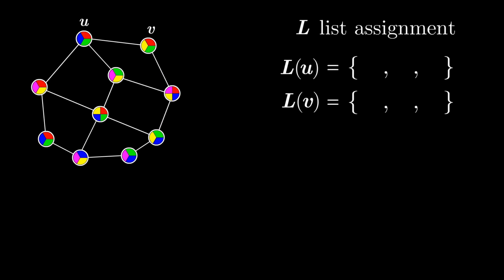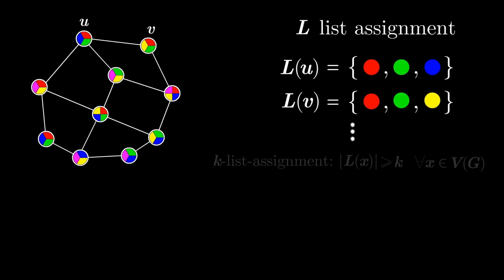We call an assignment of lists to each of the vertices of the graph a list assignment, which we usually denote with the letter L. And we say that a graph is L-colorable if it can be colored with colors chosen from the lists of L. We say that the list assignment L is a k-list assignment if each list has at least k colors, that is, if all the lists have length at least k.